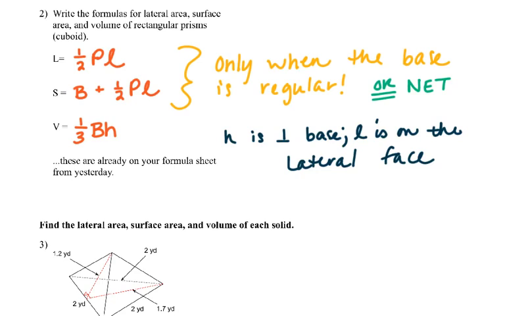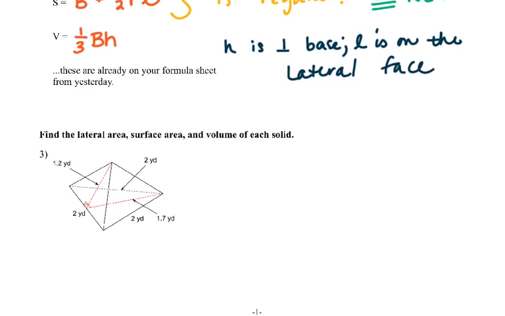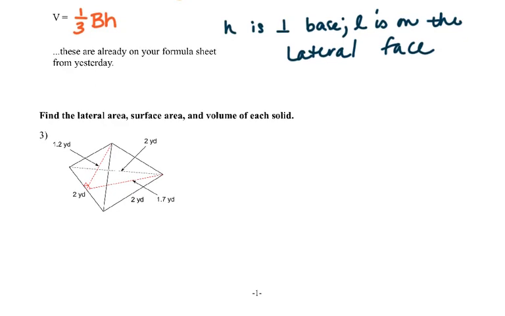All right, let's jump in with some examples here. So what I don't like about this example is that it does not indicate that this is regular. So, oh yes it does, I'm sorry. I was missing this 2 yards here, I was not seeing that. So we've got a triangular base on this pyramid with 2 yards, 2 yards, and 2 yards. So it is indeed regular.